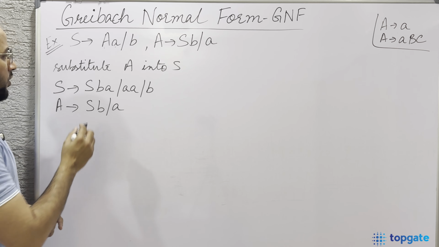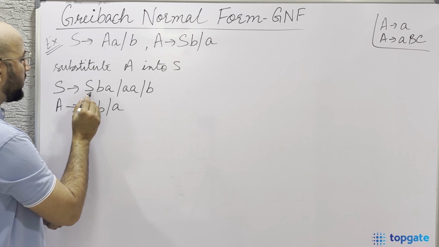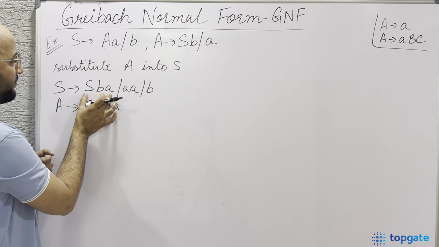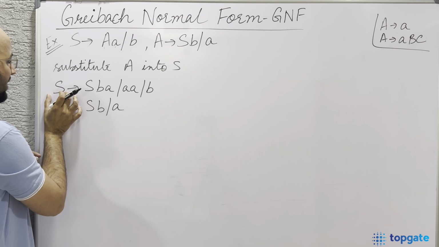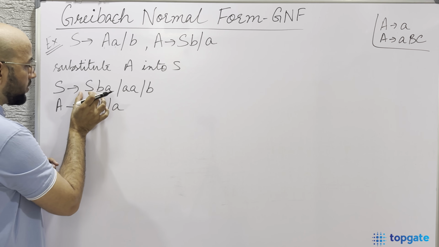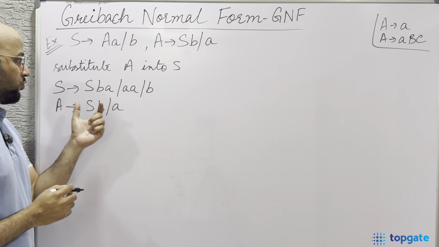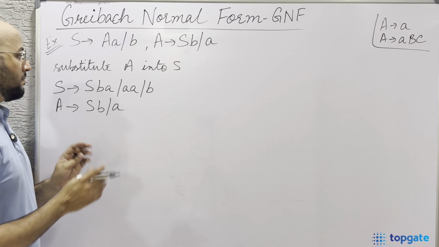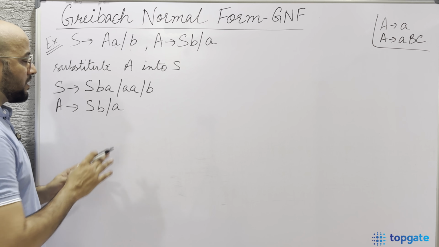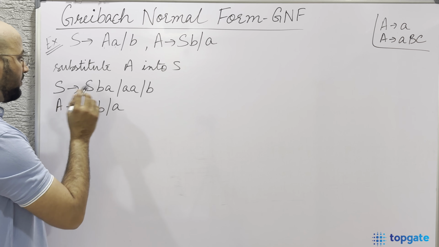Clear? Now, if you can observe this one, in this particular rule, we have this S tends to SBA. That means here we have a left recursion. That means the variable on the left hand side is also appearing on the right hand side, but on the extreme left position. So this is called a left recursion, and we have to eliminate this left recursion before converting this grammar into a GNF form. Okay, now let's see how we eliminate this left recursion.